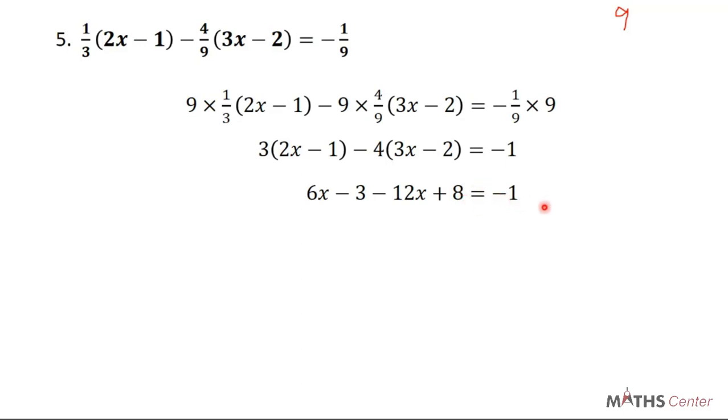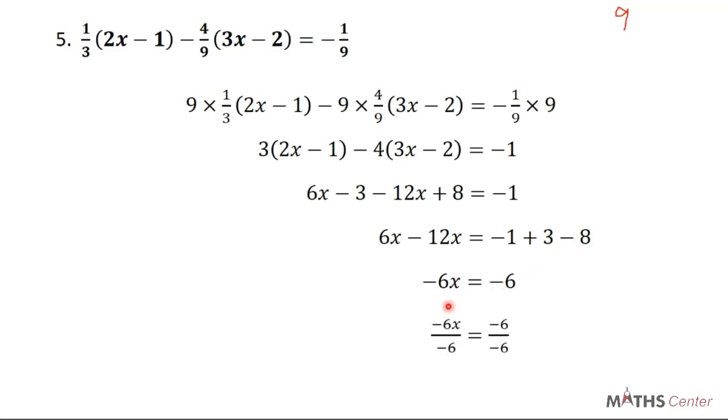We group like terms. So we are going to have 6x minus 12x is equal to, I'll transfer all the numbers to this side. So I already have minus 1 here. So when I take negative 3 to this side, it becomes positive 3. If I take positive 8 from here to this side, it becomes negative 8. 6x minus 12x will give us minus 6x. Minus 1 plus 3 will give us 2. 2 minus 8 is minus 6. We divide both sides by minus 6 and x is giving us 1.